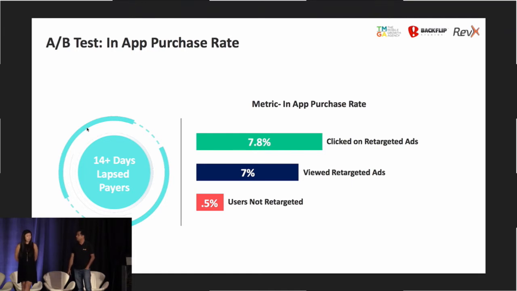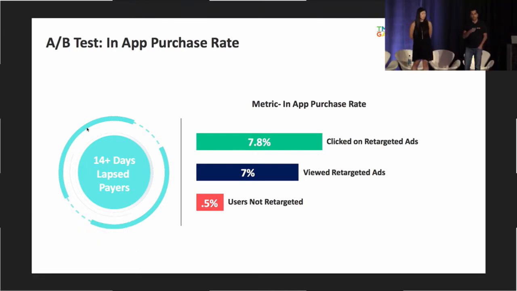The user segment that we retargeted was 14-day lapsed users. These were purchasers of the Dragon Vale app who were inactive for the last 14 days. We put these users into 3 different cohorts. One cohort was a control group, where we did not run any retargeting campaign on those users. The second cohort, cohort B, was the users who got exposed to a retargeting ad. They might not have clicked the ad, but they saw it. The last cohort was the users who were exposed to the retargeting ad and interacted with it.